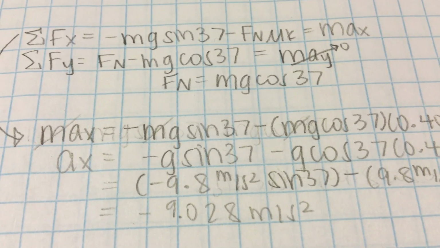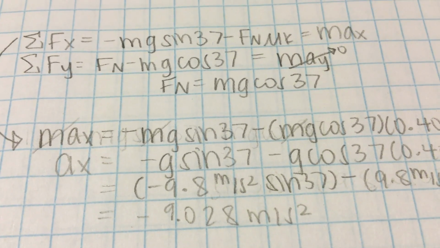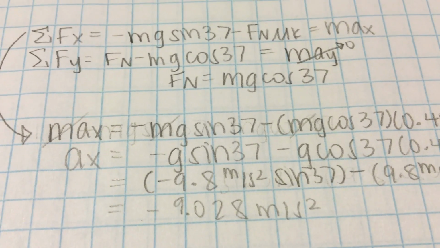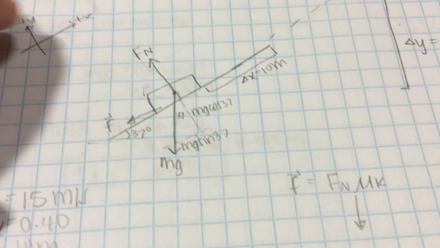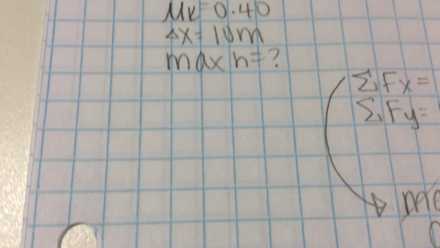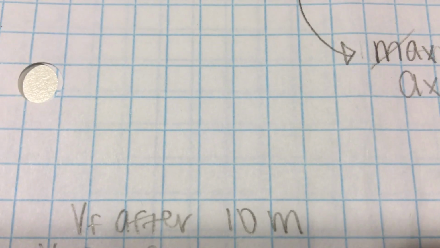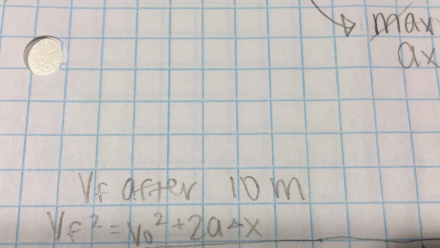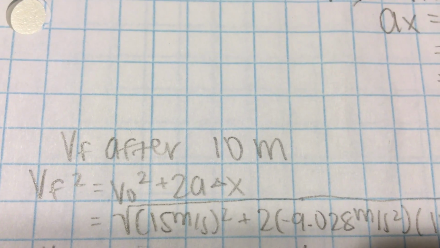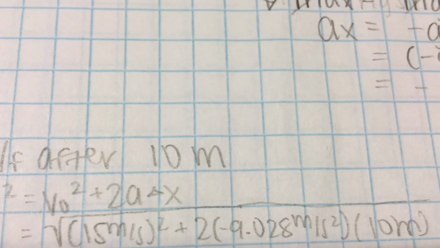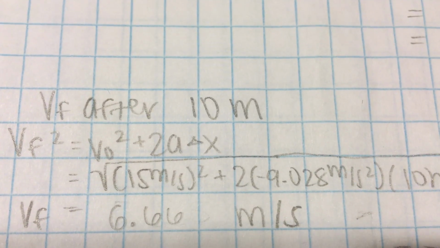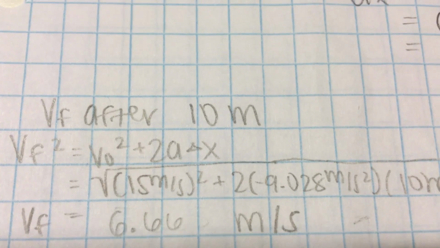So, to continue finding the maximum height of the frisbee, the next thing I did was use that acceleration to find the final velocity of the frisbee right when it's at the edge of the roof before it goes into free fall. We know that we're finding the velocity after 10 meters, so I used this kinematic equation and substituted in the values we have: the 15 meters per second is the initial velocity given in the problem, the acceleration we just found, and the 10 meters it travels before it goes into free fall. Then I got the final velocity to be 6.66 meters per second.